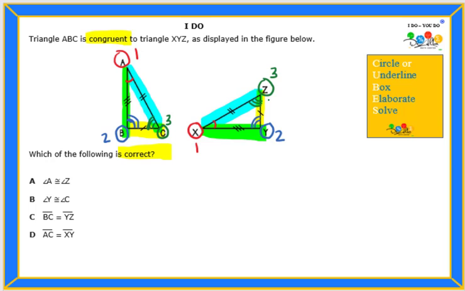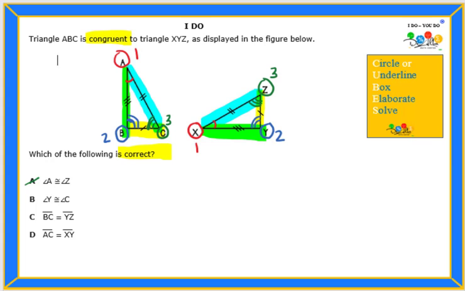So angle A is congruent to angle Z. Angle A and angle Z. Angle A, we said, was angle 1, and angle Z is angle 3. They are not equal. They are not the same angle, so that's not true.